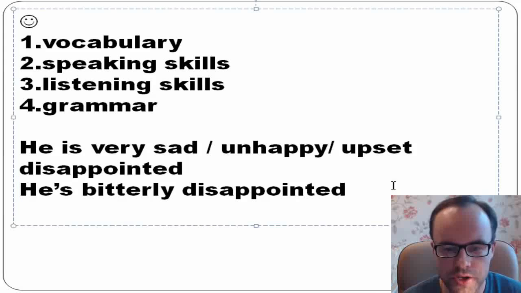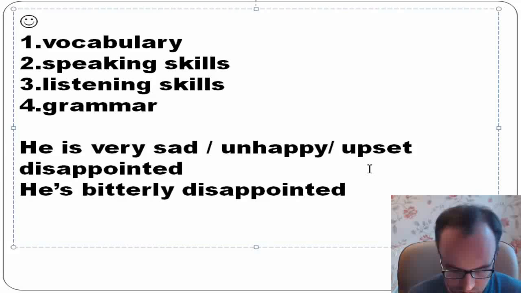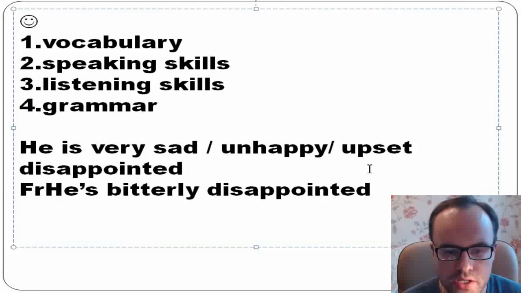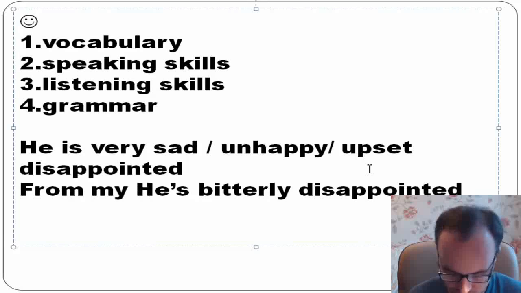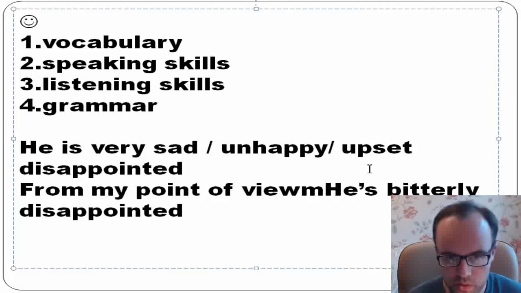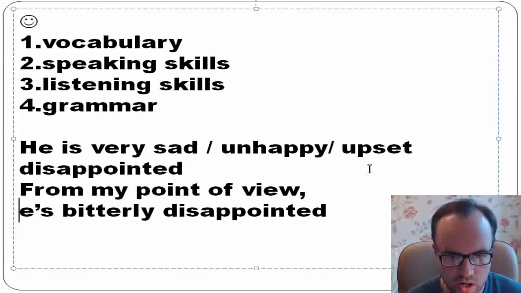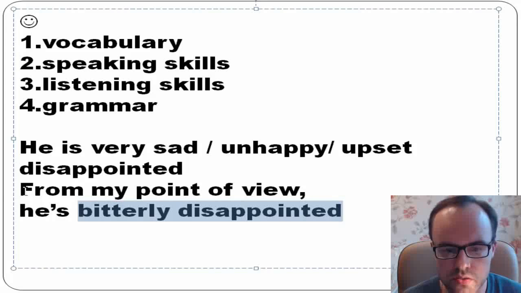For instance, we can add something like this, from my point of view. It seems to me is quite a common phrase, but we can also use from my point of view. So when we express our point of view, from my point of view, he is bitterly disappointed. You see that we changed the adjective, we've used one interesting collocation, bitterly disappointed, and we have added one linking phrase.